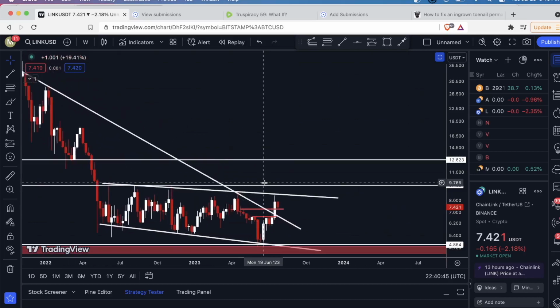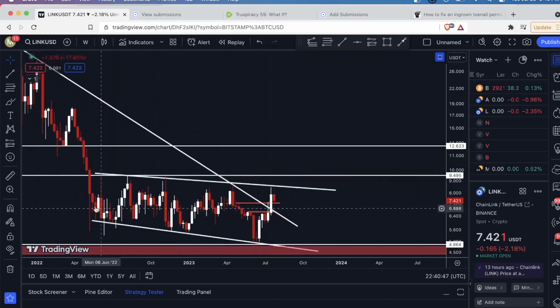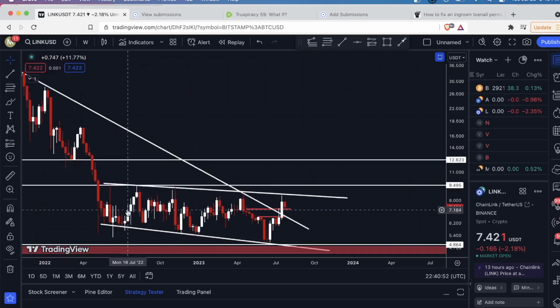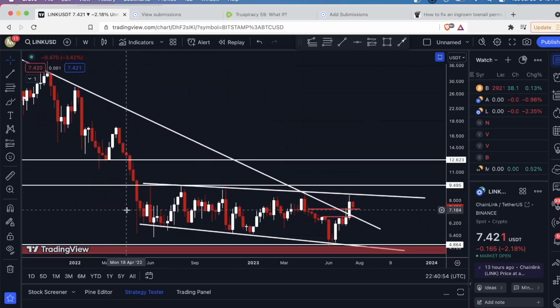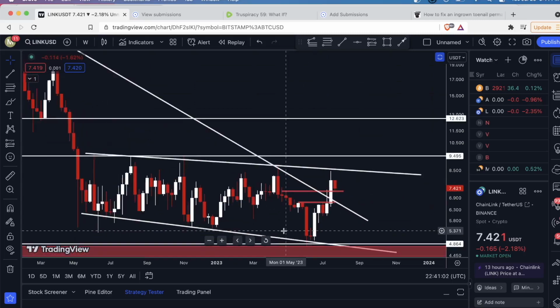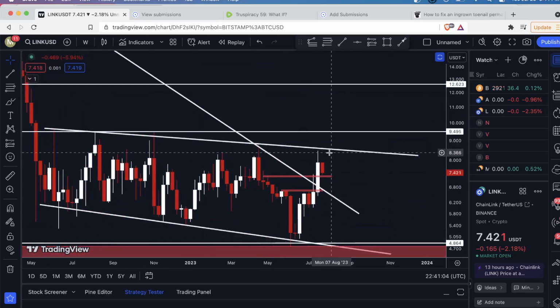Then you want to draw this range. So we've been in this range for over a year. Chainlink has been very tradable, just to accumulate more link tokens. When it comes down here, you buy and then you sell at the top. Come down, buy, sell at the top. Back and forth. It's been doing that, and we're still in this range.